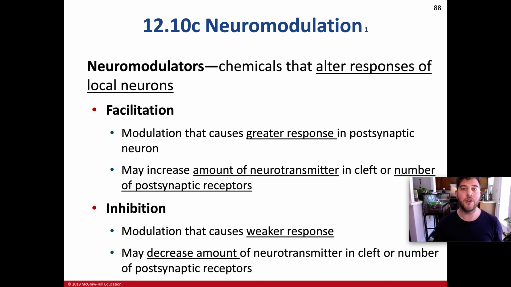The opposite can happen. You can have inhibited neurons that will make it harder for a signal to be propagated. They work in the exact opposite way of facilitation. They cause a weaker response. They may decrease the amount of neurotransmitter in the cleft or the number of postsynaptic receptors. They may increase the amount of enzymes breaking down neurotransmitter.